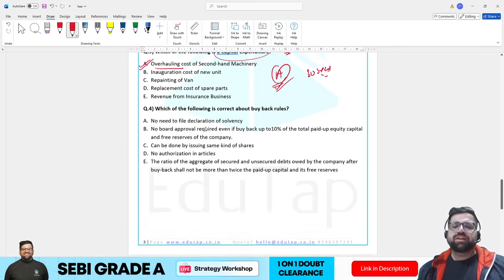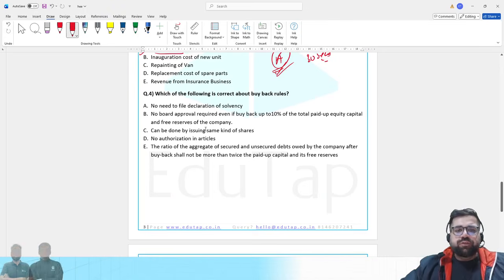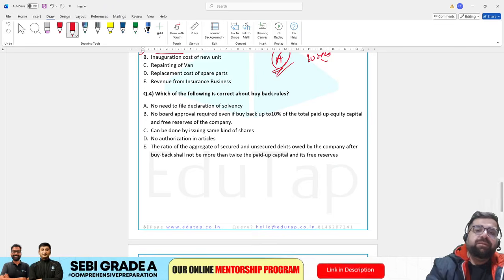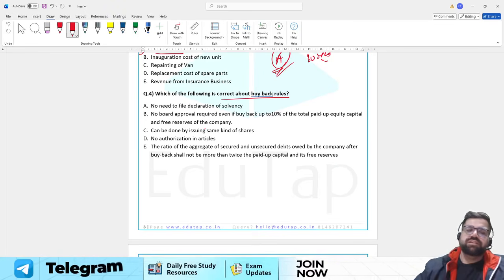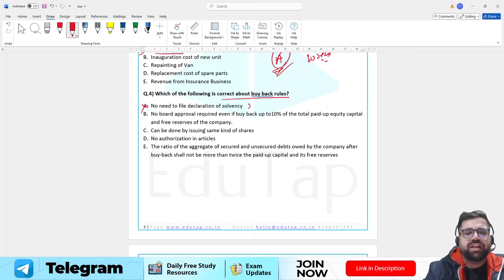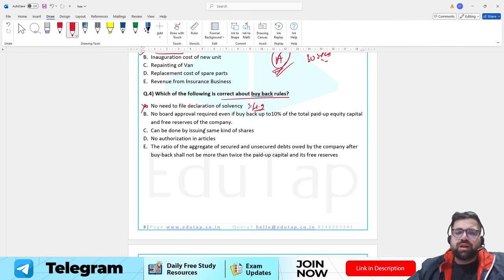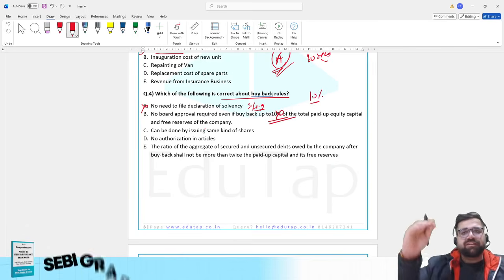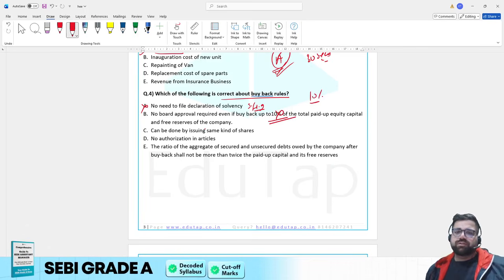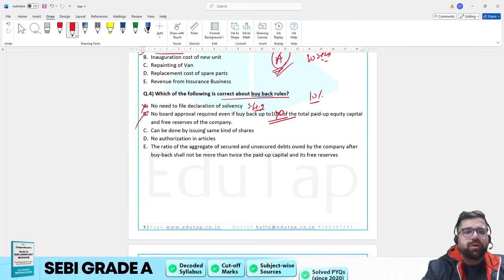Question number 4 related to buyback. Which of the following is correct for buyback? Option A: no need to file declaration of insolvency. No, you have to file it under SH9, right? So A is incorrect. Option B: no board approval is required even if buyback is up to 10%. No, board approval is required, right? Up to 10% board approval, and up to 25% you need to have a special resolution. So answer will not be option number B.